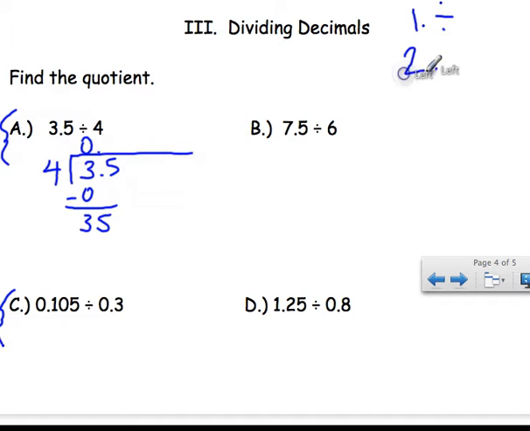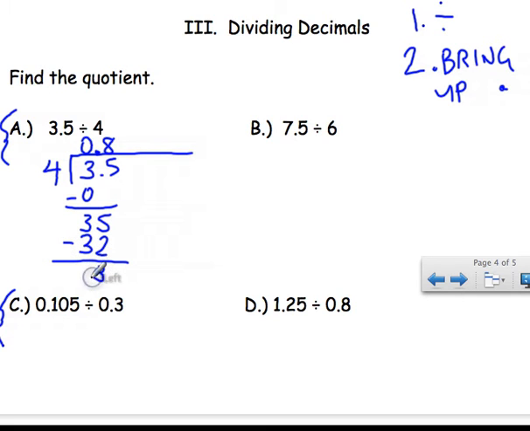Step 2 is to, let's say, bring up the decimal. And so if I want to bring up the decimal, my decimal point's really right here. And I keep going. How many times does 4 go into 35? Well, if I multiply 4 times 8, that's 32. I subtract. There's a remainder of 3.